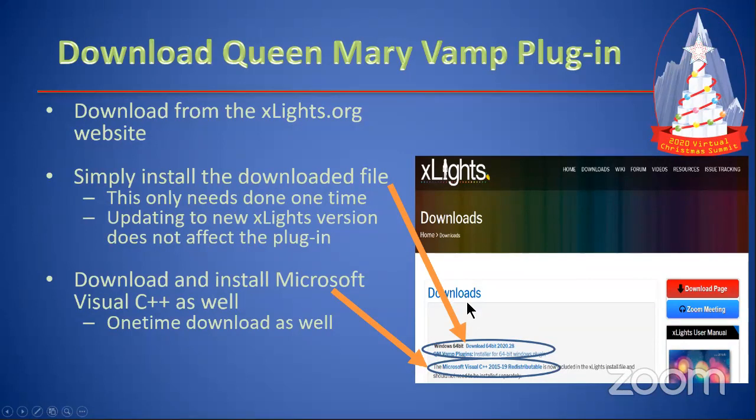But as you can see here, you just go to xlights.org, you click on the download page button, and at the top of the download page is your Windows 64-bit download for Queen Mary Vamp plugins. And then you also need to download the Visual C++ from Microsoft, and that allows this to work. I always install C++ first, and then I do Queen Mary Vamp plugin second, but I don't know that order really is necessary. That's just always the way I've done it.